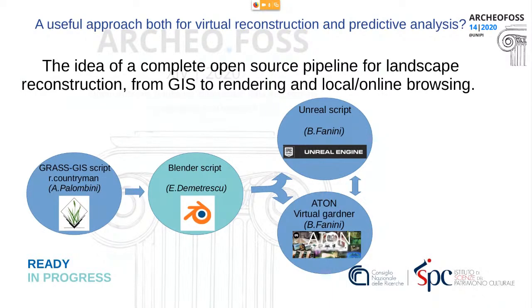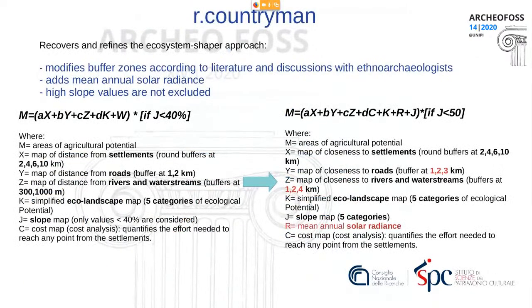So what I'm going to show you is the first part, the module created for GRASS GIS. That is a re-elaboration of the algorithm that I already showed you, with some refining, with some corrections and some new elements. In particular, the sizes of buffer zones have been modified according to literature and discussions with ethnoarchaeologists. For instance, the buffer of water streams has been completely changed.